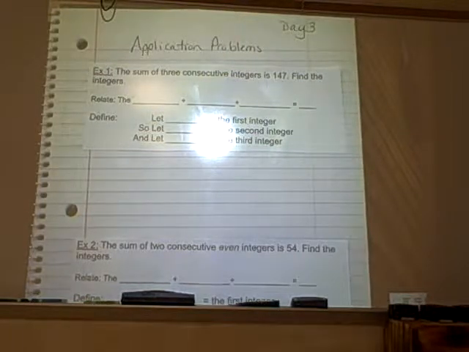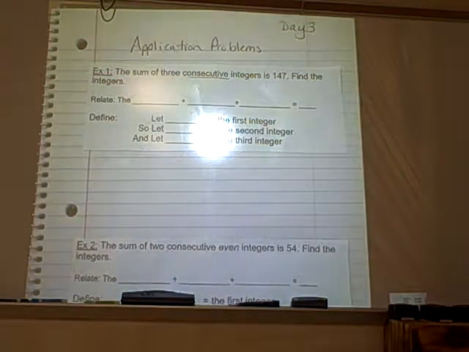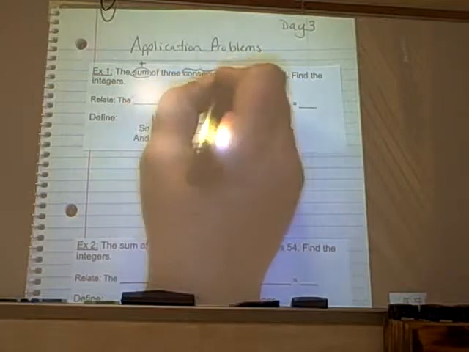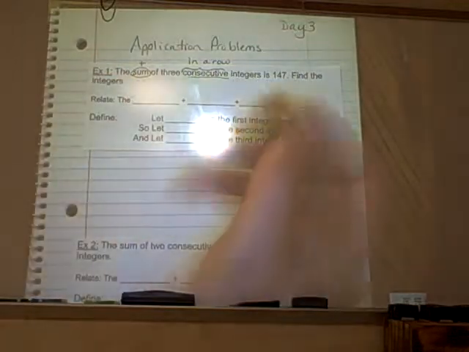So example 1 says, let me just read it to you because I have a couple people still gluing and cutting. It says the sum of 3 consecutive integers is 147. Find the integers. First thing is, most of my students don't really clue in on what this means. What's consecutive? In a row. So the sum of 3 integers that are in a row, like counting numbers. Sum means what are you doing with that? Adding. So this is going to be adding. This right here means in a row. And "is" always means equals.